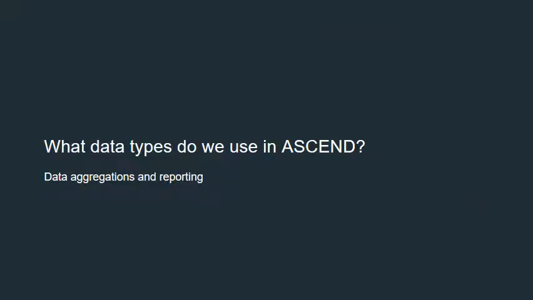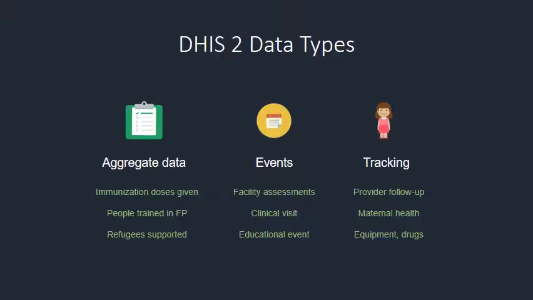So what types of data do we use within Ascent? As you might recall, in DHIS2 there are three different types of data. One is the aggregate data, which is the classical format in which data are entered in, for example, facilities, and they're aggregated up the chain. These are data which come in on a routine basis, for example, monthly entries, which are managed in data sets. The other one is events, which can be entered at any time, so doesn't necessarily follow a logical time sequence. You could think of facility assessment or clinical visits or an educational event, so all event-based.